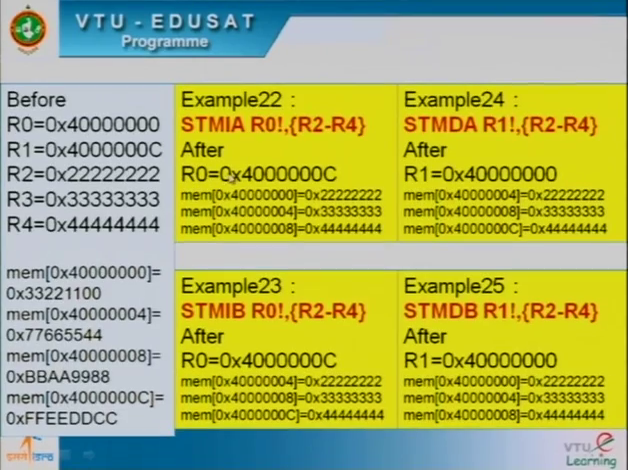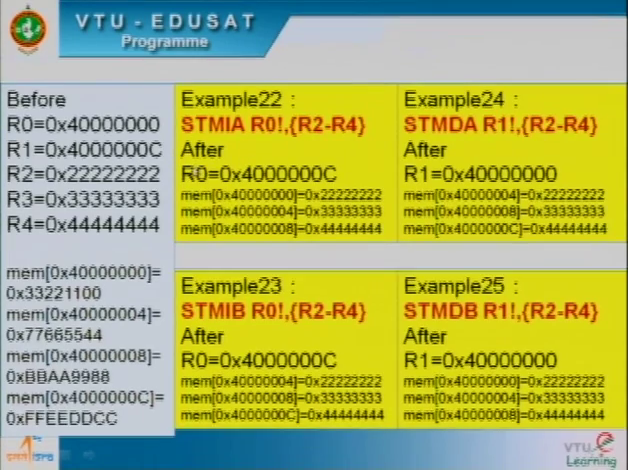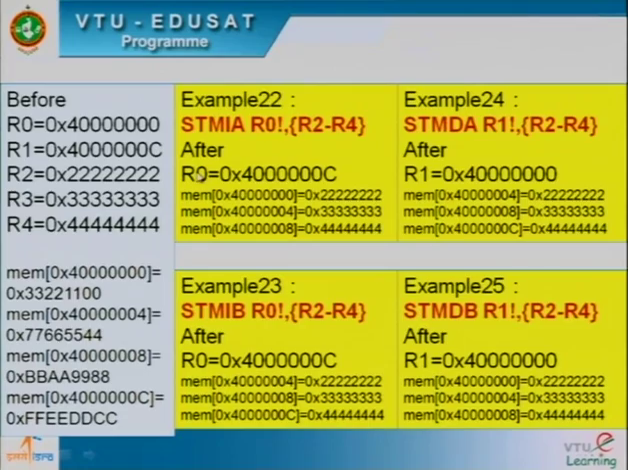R0 holds the value 0x4 followed by 60C. What happens in this instruction after its execution? The content of R2 gets copied to the initial address of R0. The initial address of R0 is 4 followed by 7 zeros. To that memory location, 4 followed by 7 zeros, the R2 value will get copied.